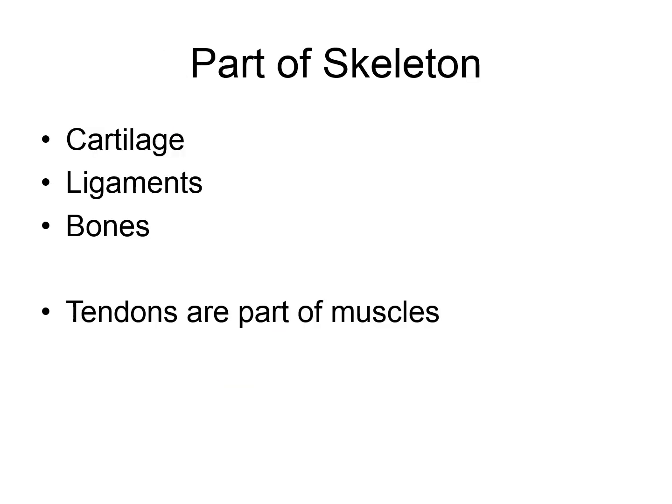The skeletal system is made up of three components: cartilage, ligaments and bones. We know there are 206 major bones in an adult human, but tendons are not part of the skeletal system; rather, they are part of the muscular system. The cartilage we have seen earlier, ligaments we have also seen earlier, and the bones we are going to see.